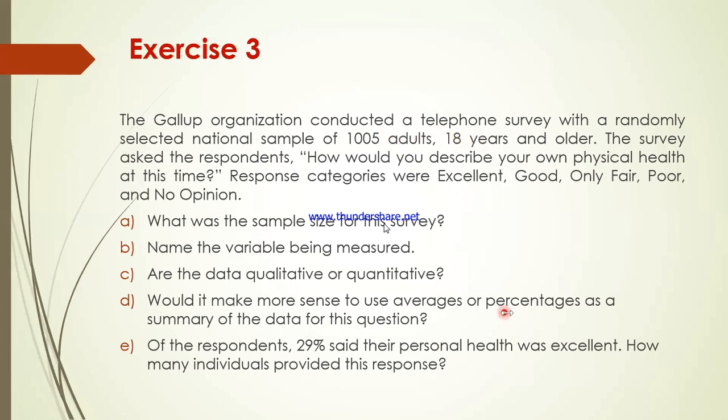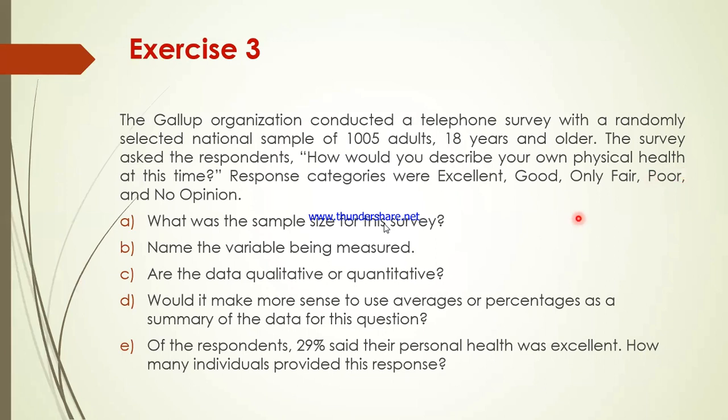This is not a variable, right? Here it clearly mentions which is the variable: How would you describe your own physical health at this time? So we can put it as the status of physical health. Status of physical health is the variable. How are they measuring the status of physical health? By using excellent, good, only fair, poor, and no opinion. So our variable is status of physical health.